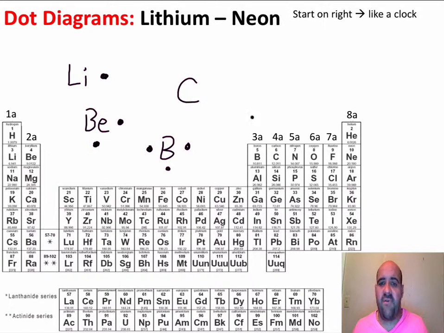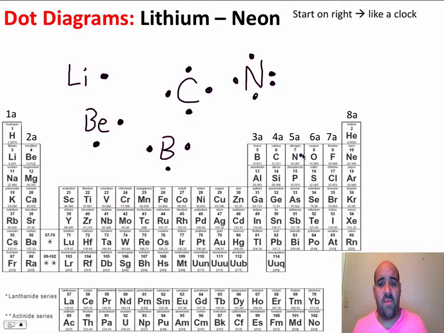Next, we're going over to carbon. And carbon has four valence electrons. It's in column 4A. 1, 2, 3, 4. So we kind of have a four corners thing or like a plus going on here. Now what happens when we get to nitrogen? Nitrogen's going to have 5. So I'm going to go 1, 2, 3, 4. And now I'm going to double up over here.